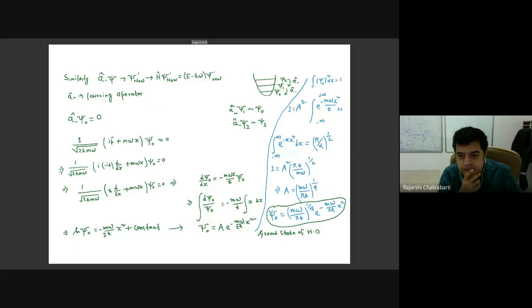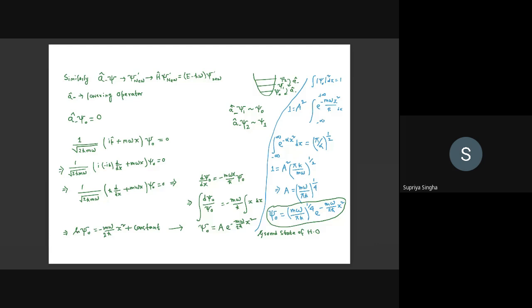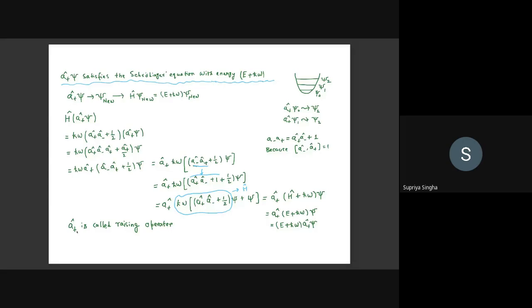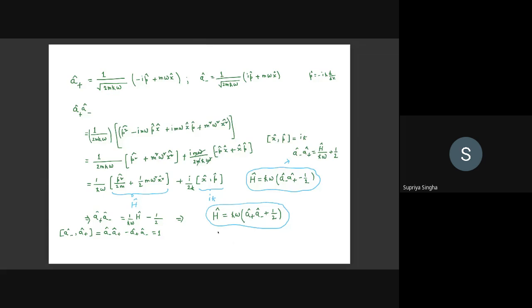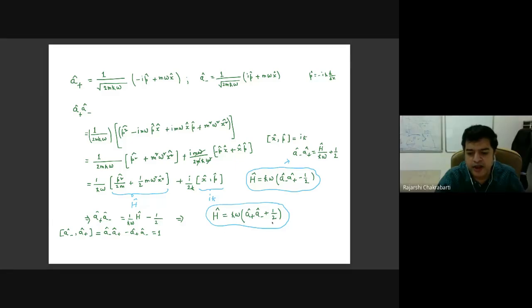Sir, in the operators A plus and A minus that we have defined here, it is basically the factorization of the Hamiltonian, right, sir? Because the Hamiltonian that we are using here is this. Yes, this is the Hamiltonian. If we take the product of A plus and A minus, that basically gives us the Hamiltonian, right, sir? Not really. You have to multiply with h cross omega and then add a half.